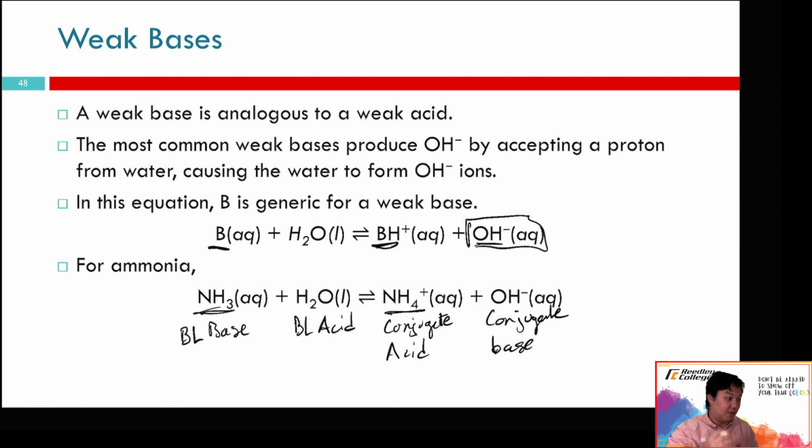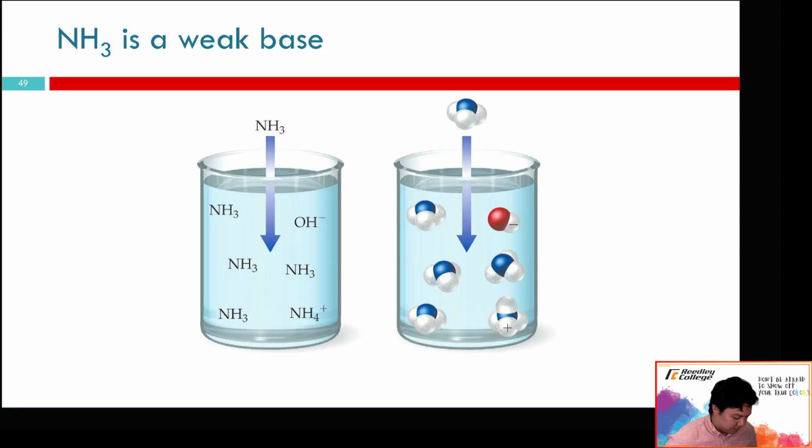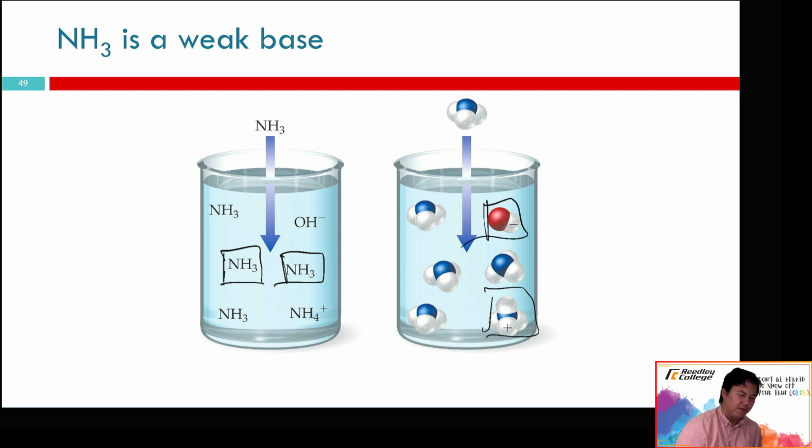Yeah. So remember, right? Our acid and our base are our reactants, and our conjugates are our products. So this is a weak base because we're mostly going to get just ammonia in solution, but we can also get some of these ammoniums and hydroxides, but fewer.